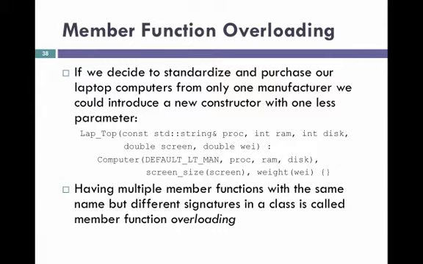Because we'll use a default manufacturer. Now, the important thing here is that if we have multiple member functions with the same name but a different signature in a class, we call that member function overloading. And that term applies to constructors as well. So now that we have several constructors, we've overloaded this constructor function by having several different signatures.